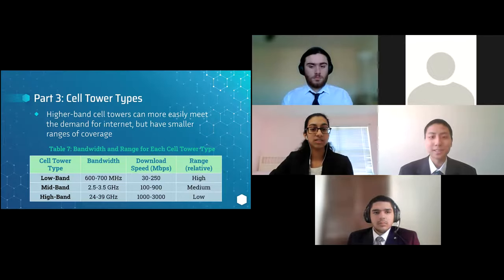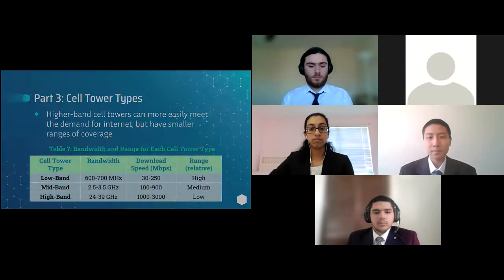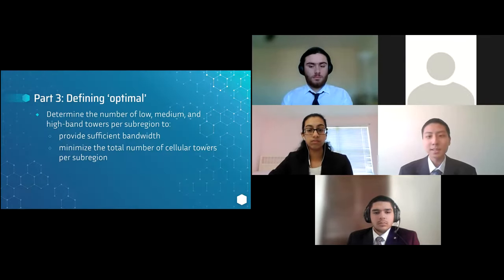Just to summarize, higher band cell towers can more easily meet the demand for internet with higher bandwidths and download speeds, but they have smaller ranges of coverage as a drawback. Based on that information, we designed an optimization problem. The optimal solution for a subregion would be a placement of low, medium, and high band cell towers that provide sufficient bandwidth to residents in the subregion while minimizing the total number of cellular towers.